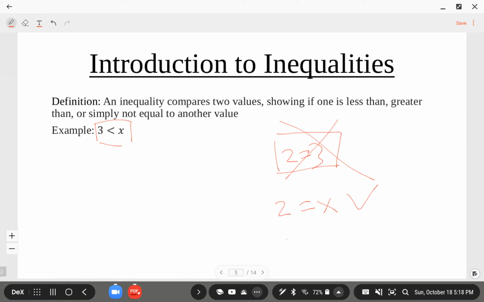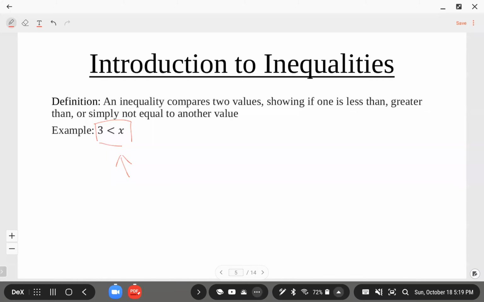Is this an algebraic inequality? Yes, because it has a variable. I'll show you what this sign means later, and you might know already. Usually this will be the solution to an inequality, same as an algebraic equation: the x is isolated and numerals are on the other side. That is what the solution to an inequality should look like.